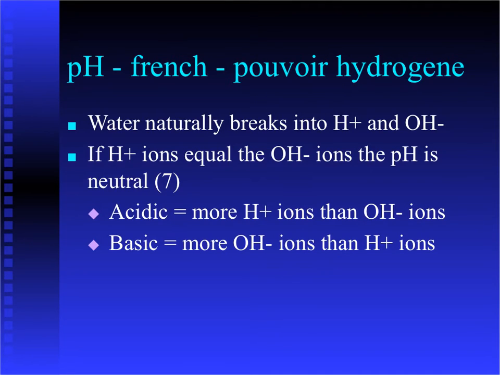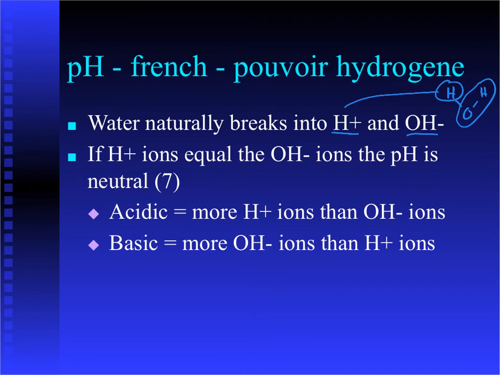So first, water can break apart naturally into hydrogen ions and hydroxide ions. Hydrogen ions have a positive charge, hydroxide ions have a negative charge. And this makes sense, right? Because we know the chemical formula for water is H2O. And if you'll notice, hydrogen and hydroxide make up the two parts of the water molecule.